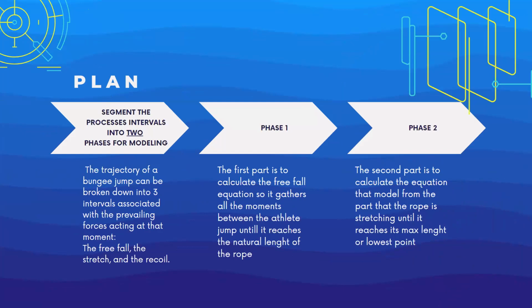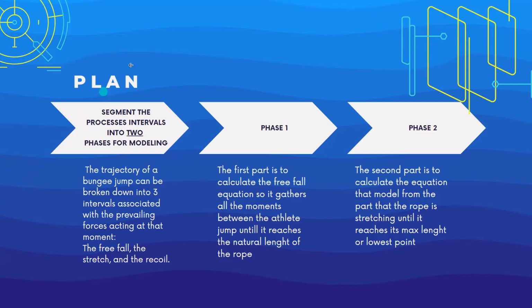And the plan for this analysis is to segment the process into two phases for modeling, since the trajectory of a bungee jump can be broken down into three intervals associated with the prevailing forces acting at each moment: the free fall, the stretch, and the recoil or rebound. So in phase one, we'll consider the free fall, and in phase two, the stretch and the recoil.